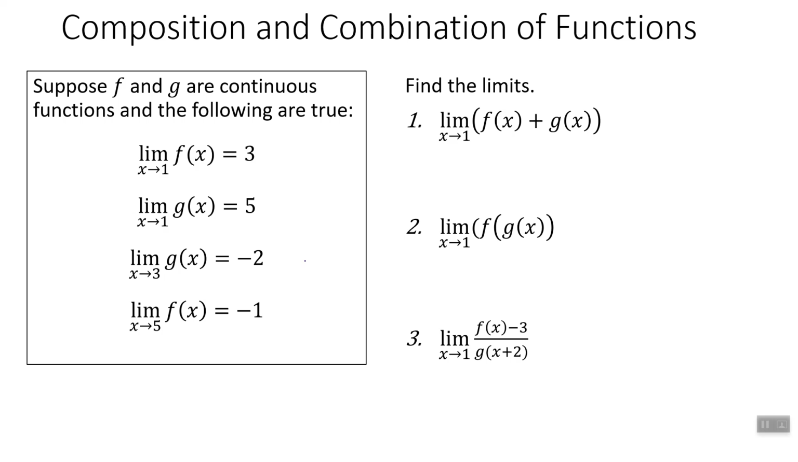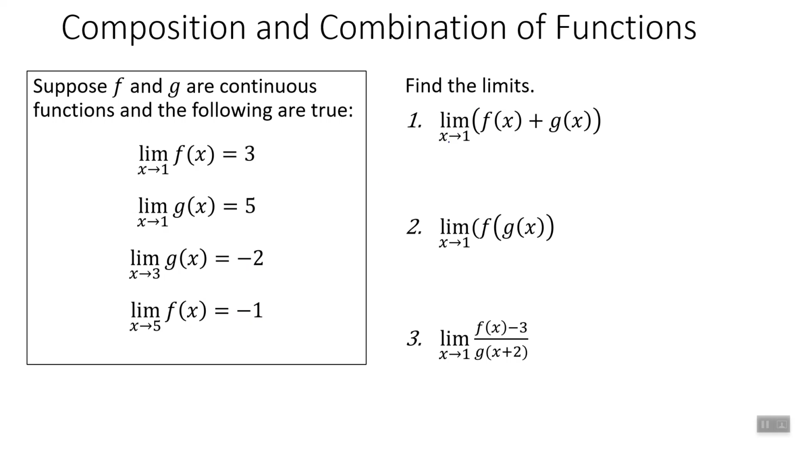Next up. We don't actually need to even have what the functions are as long as we know that they are continuous. So suppose f and g are continuous functions and the following are true. As x goes to 1 in f, we get 3. As x goes to 1 in g, we get 5. As x goes to 3 in g, we get negative 2. And as x goes to 5 in f, we get negative 1.